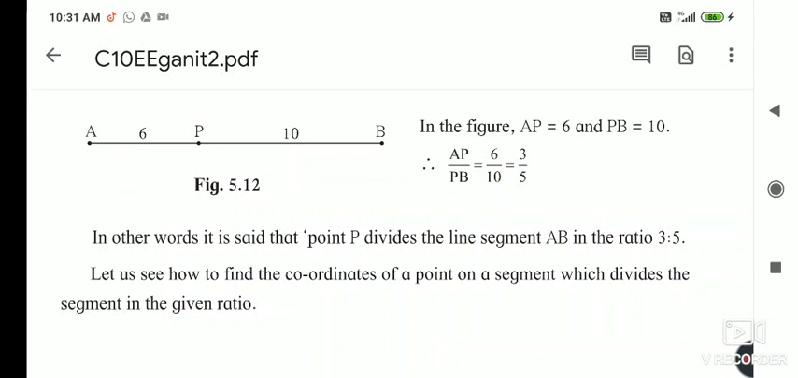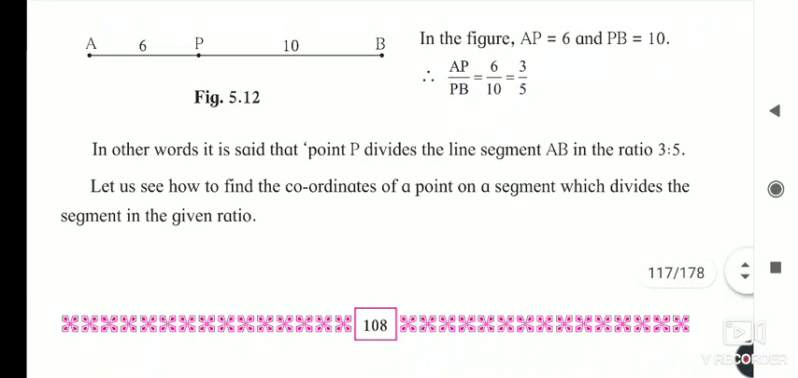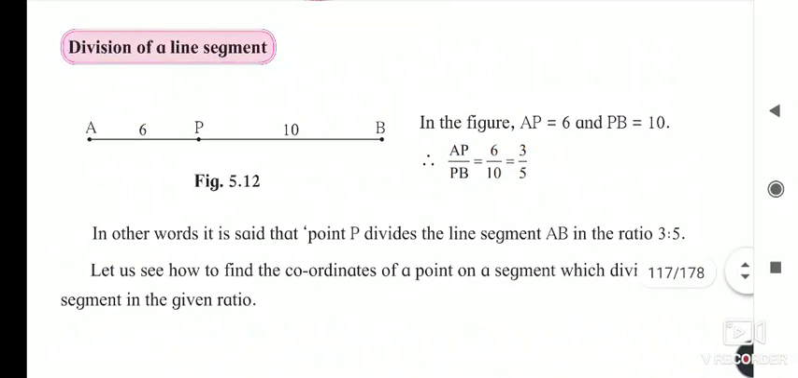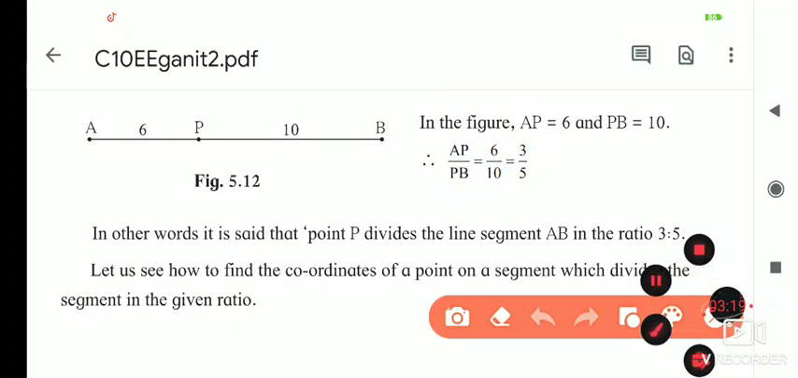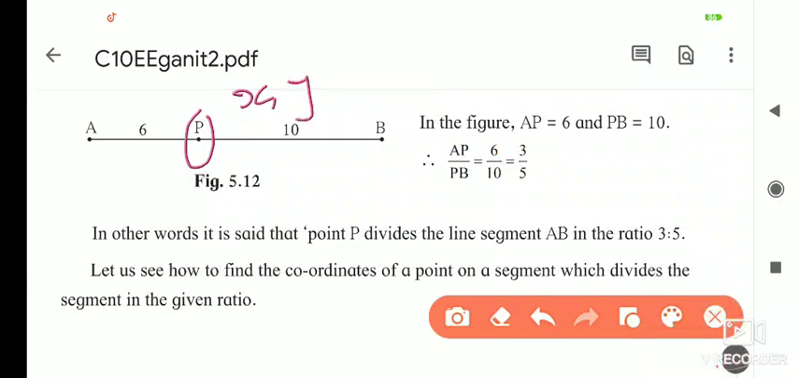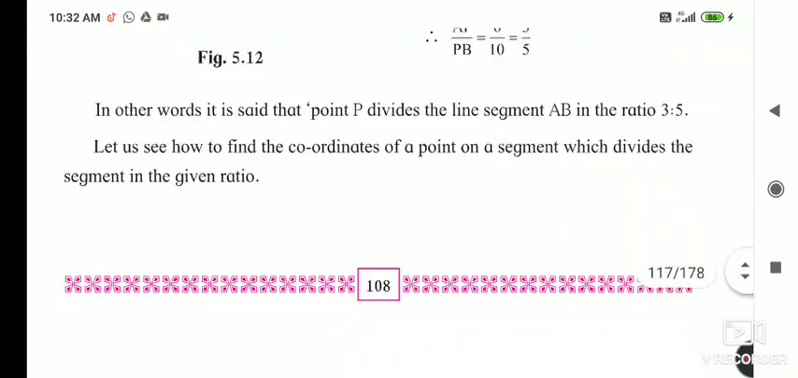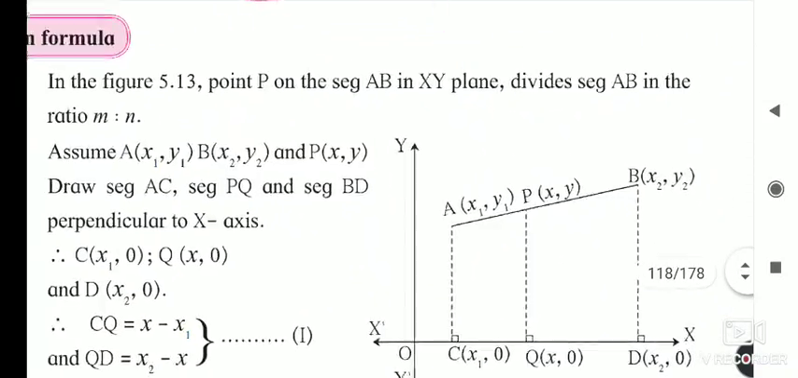Okay, let us see how to find the coordinates of point P on a segment which divides the segment in the following ratio. So here we have to find out the coordinates of P, x and y. How to find the coordinates of point P which divides the segment AB into a 3:5 ratio? That we are going to learn now.